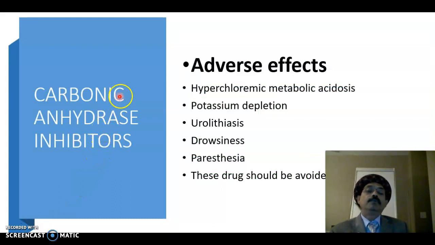Adverse effects of the carbonic anhydrase inhibitors are hyperchloremic metabolic acidosis, potassium depletion, urolithiasis, that means formation of stones in the urinary system, drowsiness, paresthesia. This drug should be avoided in cirrhosis of the liver. What will happen in a patient who is taking a carbonic anhydrase inhibitor who has cirrhosis of the liver? In that condition, there may be formation of ammonia, NH3, that will be absorbed into the system and may lead to hepatic encephalopathy. So this drug should be avoided in a patient with cirrhosis of the liver.